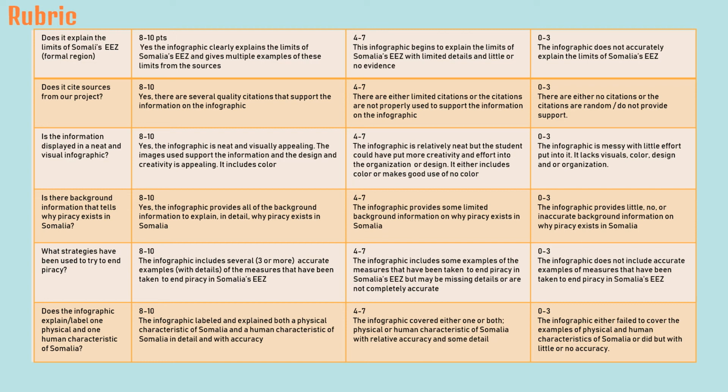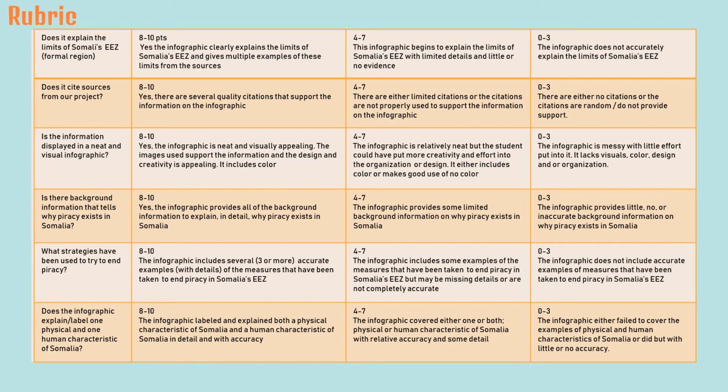This is the infographic rubric. I'm just going to go over the first two. I'm not going to go over all of these. So does it explain the limits of Somalia's EEZ, right? That's the first requirement. If you look in the first column, that means you did a good job if you get anywhere from 8 to 10 points on that. Yes, the infographic clearly explains the limits of Somalia's EEZ and gives multiple examples of these limits from the sources. You'll earn between 4 and 7 points if your infographic begins to explain the limits of Somalia's EEZ with limited detail or little or no evidence. And you'll only earn 0 to 3 points if the infographic does not accurately explain the limits of Somalia's EEZ.